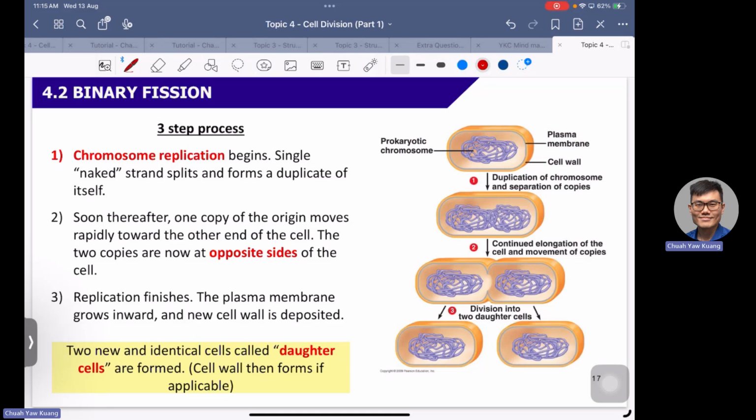That's it. Very simple. So binary fission, that's why it can complete in 20 minutes. But for mitosis and meiosis, it takes like 20 hours to 26 hours. So that's the difference.